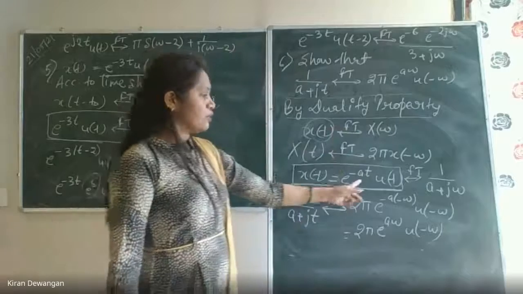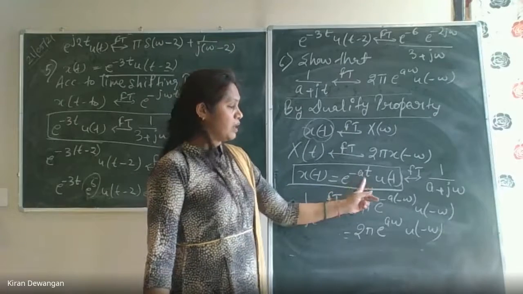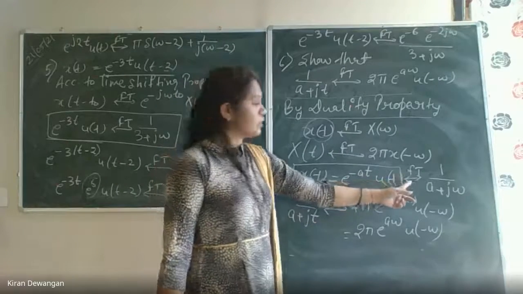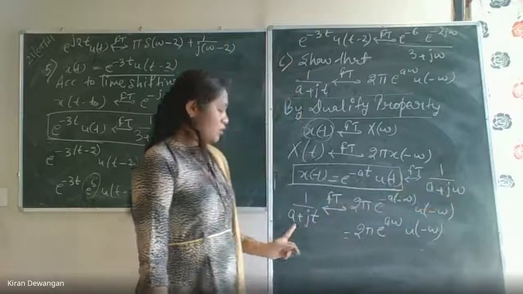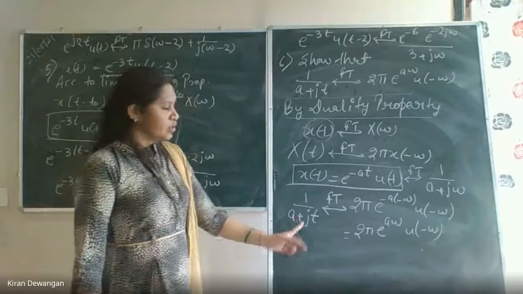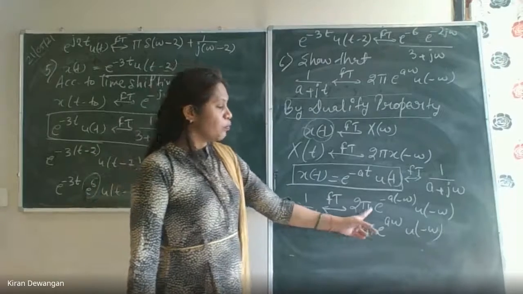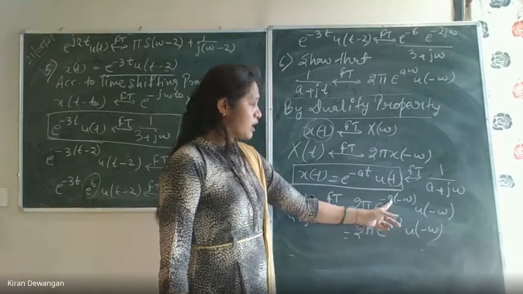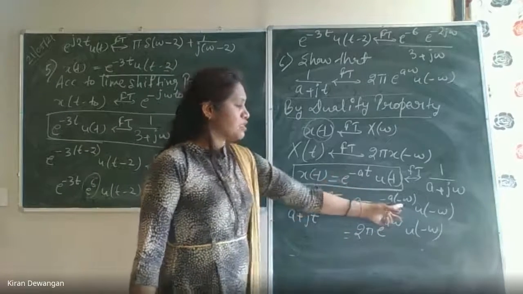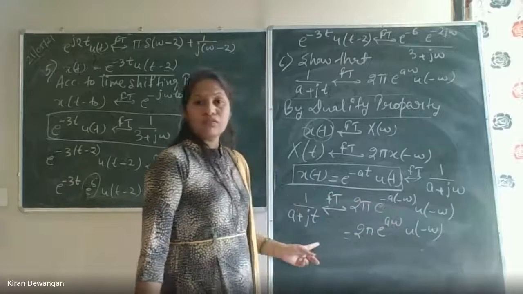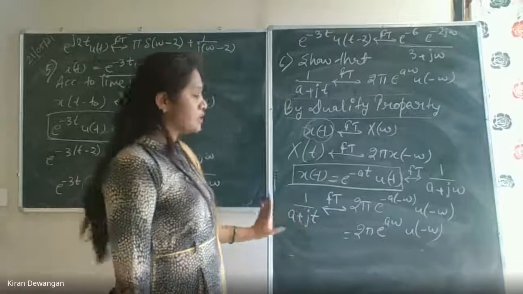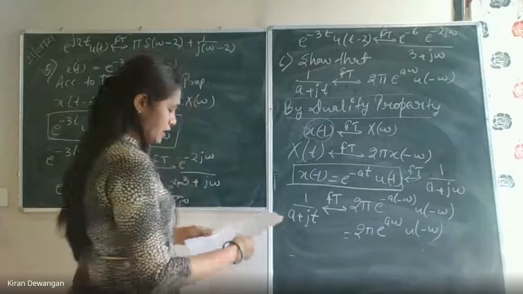So from there I have taken this one, e to the power minus at into u(t), which will have the Fourier transform 1 by (a plus j omega). Omega is replaced by t here. Now this will have the Fourier transform 2π by e to the power minus j omega. This t is replaced by minus omega. And here we have got this one. So that is how we have proved this particular question.